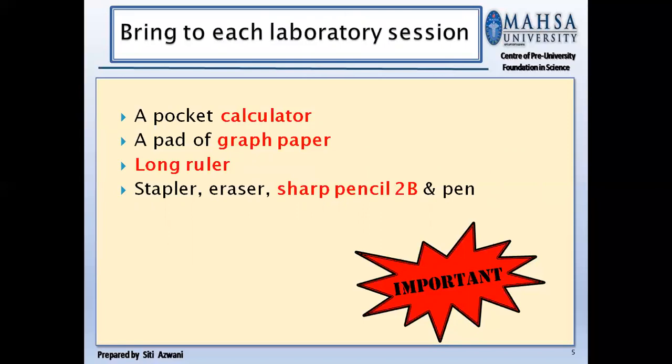Okay, next, a long ruler, because you want to draw a line. So you need to use a ruler for a straight line. It's very important for you to bring a long ruler. Stapler, eraser, and a sharp pencil, because you need to draw the line on your graph paper.